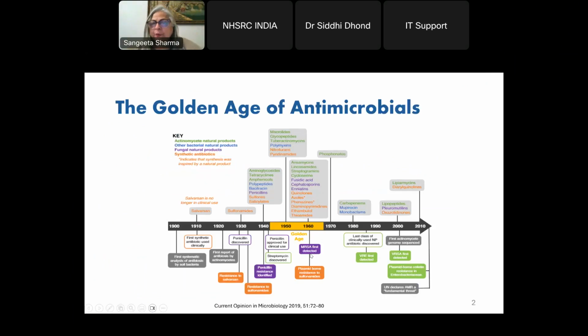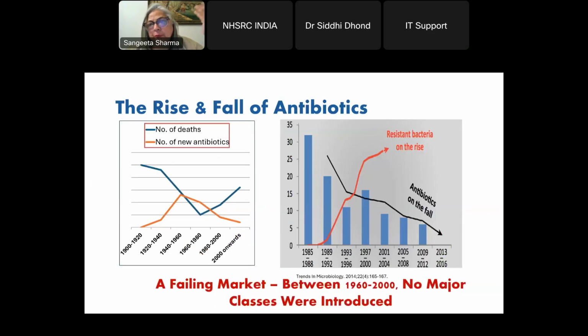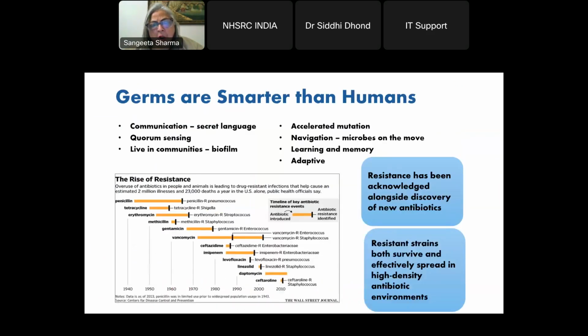Okay, we need to be worrying about antibiotics because the golden age of antimicrobials is going to be over. Up till now, we have had several antibiotics which we could use even if resistance developed. But in this century, the new antibiotics coming into the market have declined. This is a failing market. No new antibiotics are expected in the next few years. So we need to be dealing with these infections all this time.